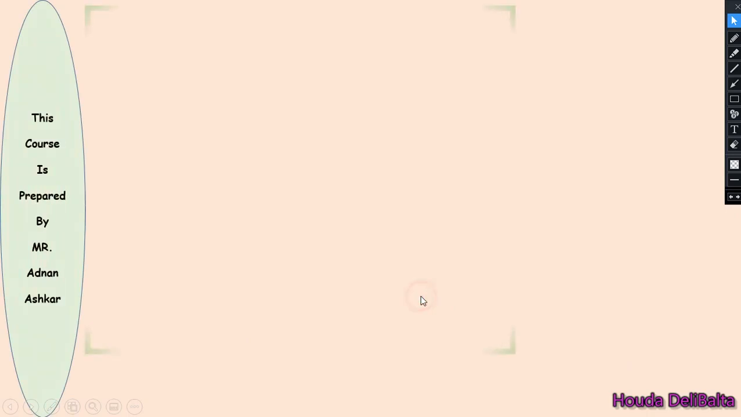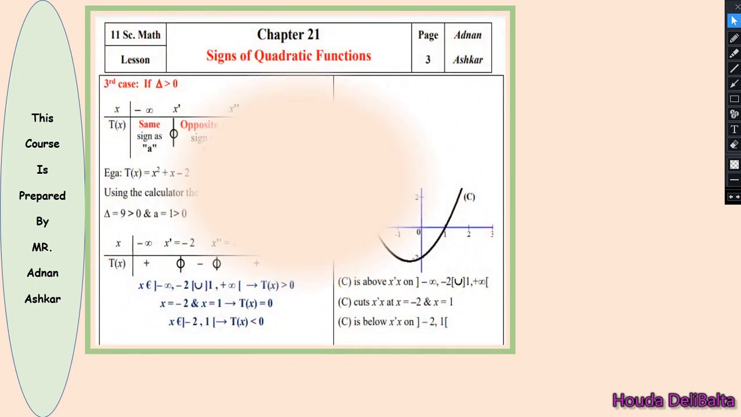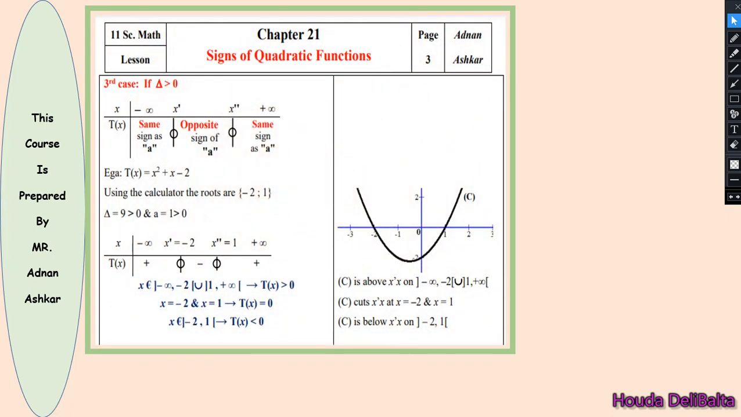And now, dear grade 11 students, after we've seen what happens if delta is negative, if delta is 0, let's see what happens if delta is greater than 0. So if delta is positive, let's make a little revision for what we mentioned previously.